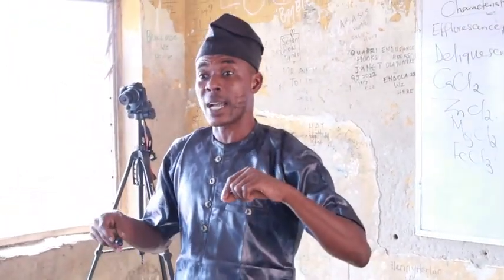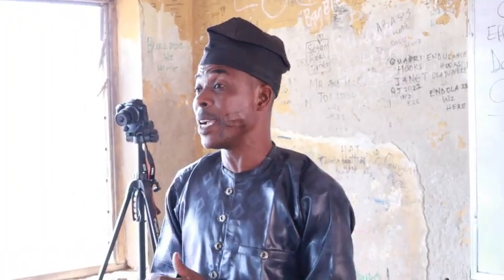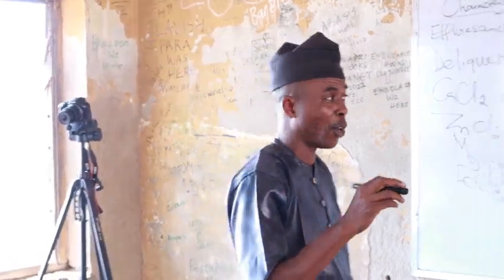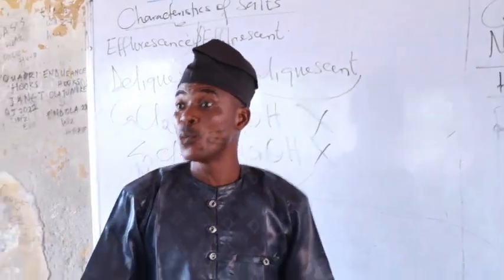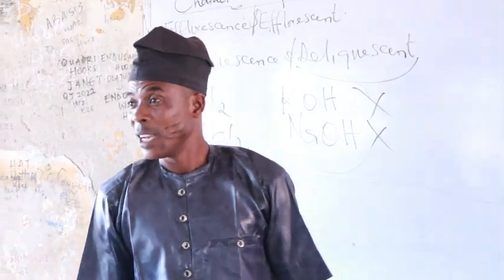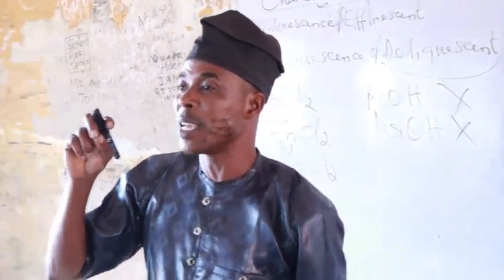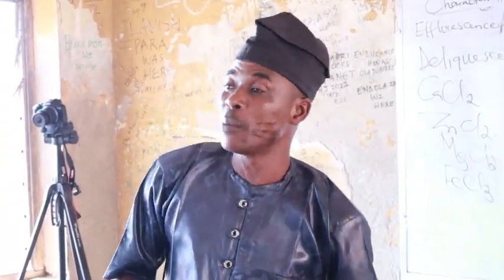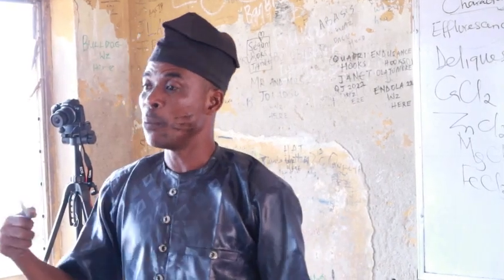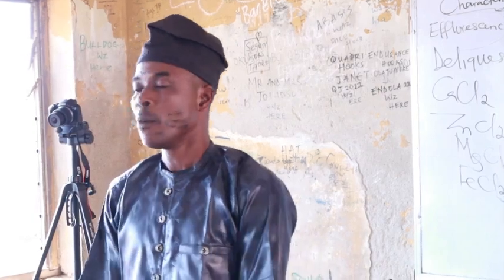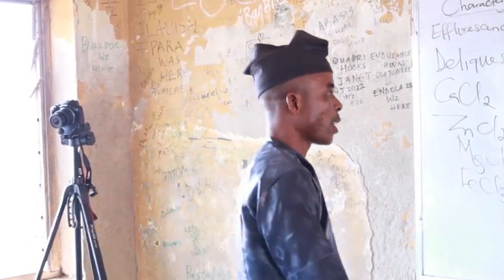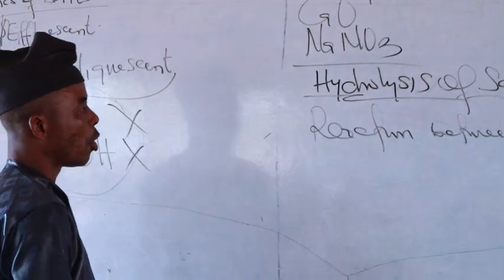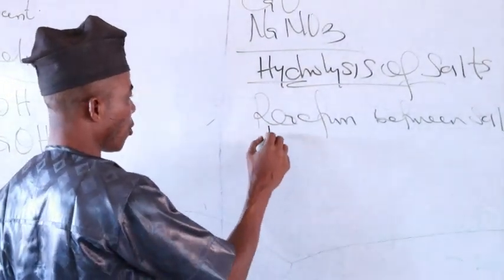When you react salt and water together, the resulting solution could be what? Basic, or it could be acidic, or it could be neutral. The strength of the acid and base from which the salt is formed determines if the salt solution is going to be acid, base, or neutral. For example, let us look at the hydrolysis of sodium trioxocarbonate(IV).